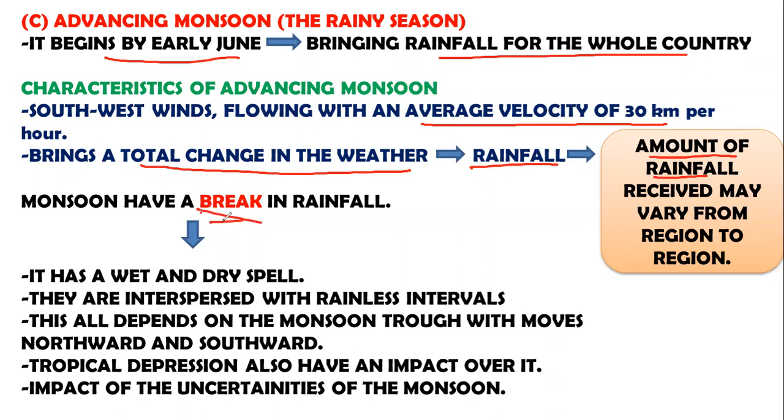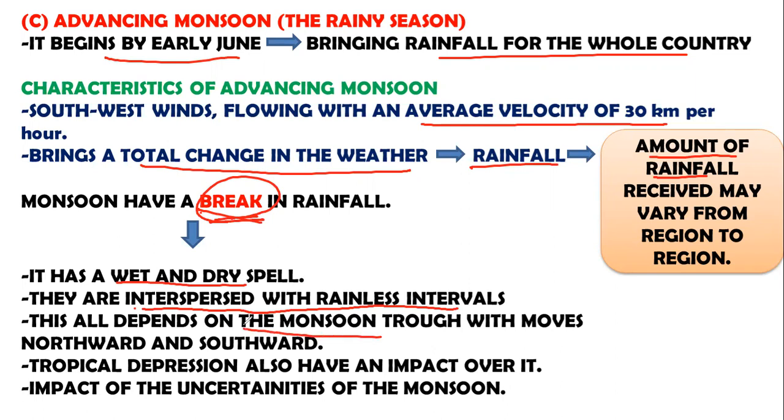Now monsoon has a break in rainfall as well. If the monsoon stays for about 100 to 120 days, it does not rain the entire time. It rains one day and sometimes it doesn't. It takes a break for about 2 or 3 days. That amount of time when it doesn't rain is called a break in monsoon. And it has a wet and dry spell, interspersed with rainless intervals. There are times when it doesn't rain for several continuous days.